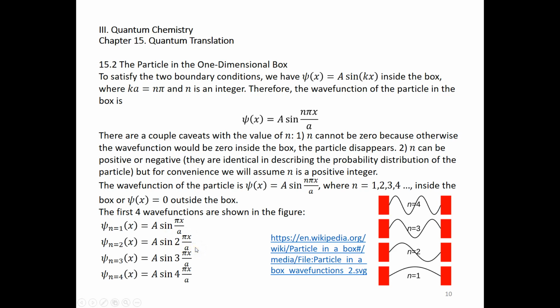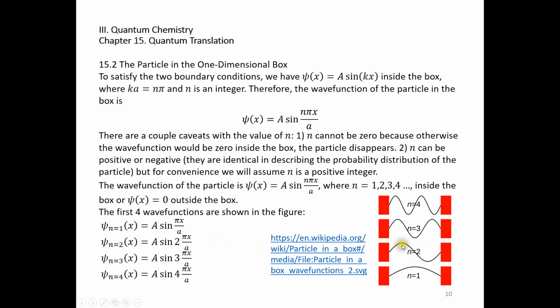Now let's look at this sine function, sine 2 pi x over a. Again, x is from 0 to a. Plug in the value. When x is 0, this whole thing is 0. When x is a, this whole thing is 2 pi. So we have one entire period from 0 to 2 pi. So over here, this is the entire wave. This is sine 0, and this is sine pi, and this is sine 2 pi.